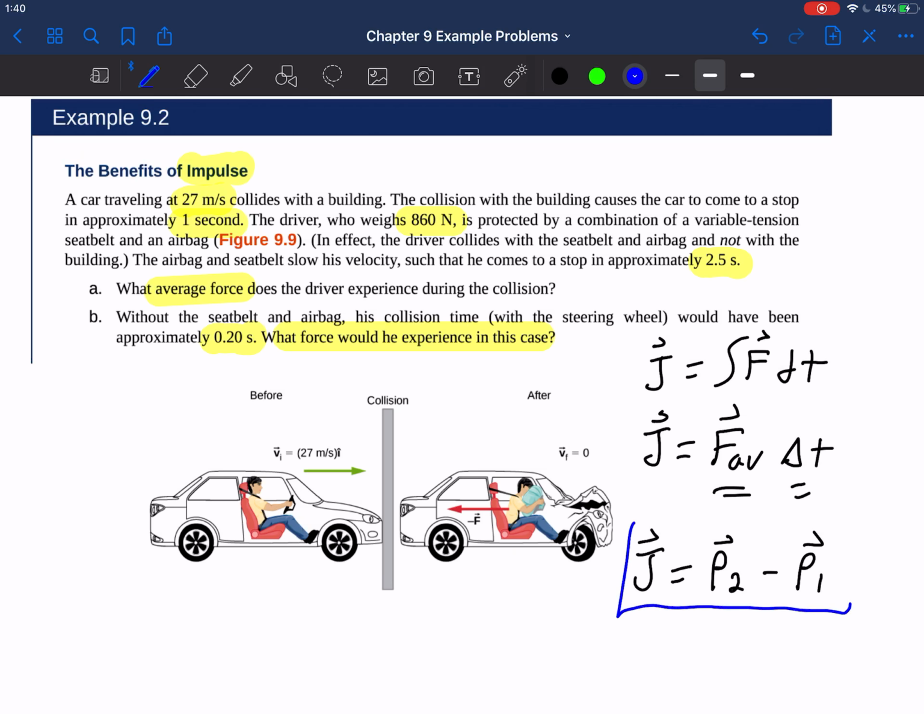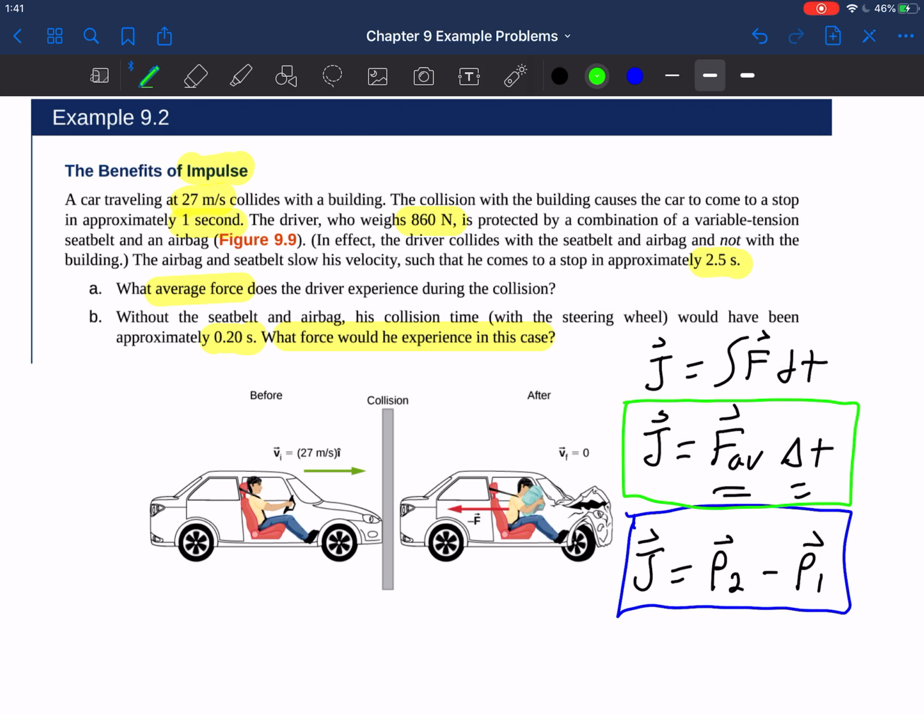And so in this case, we're going to be able to find the impulse using this equation, because we know the momentum before the collision: we know the mass of the person, and we know the velocity of the person before the collision. After the collision, we know the person is at rest, so the momentum is 0 after, and so that will allow us to find the impulse. And then once we know the impulse J, we can use this formula to solve for the force because we know the time. So that's conceptually what we're going to try.